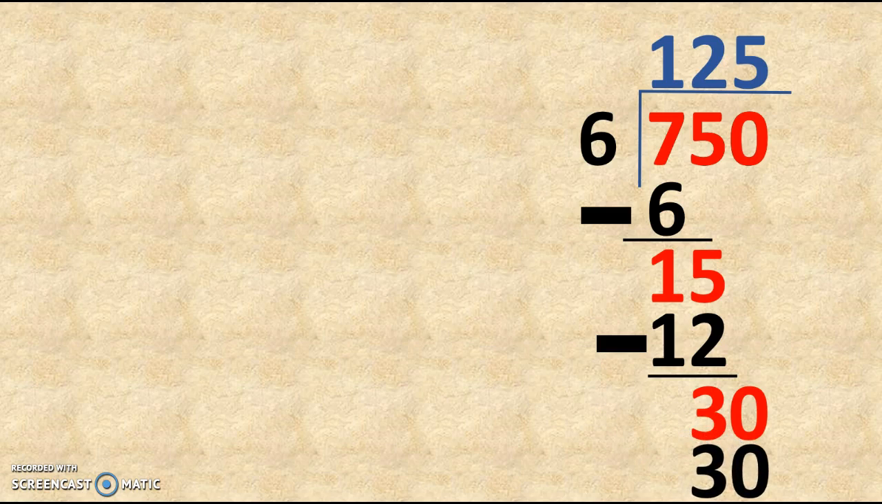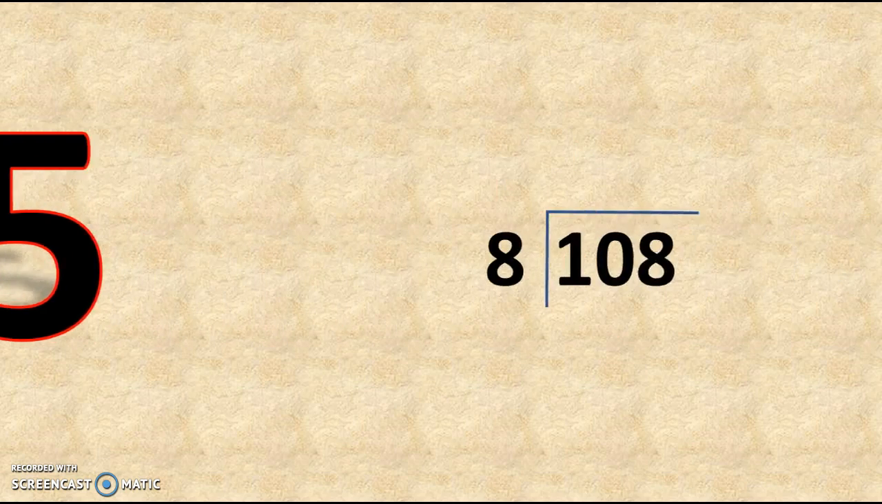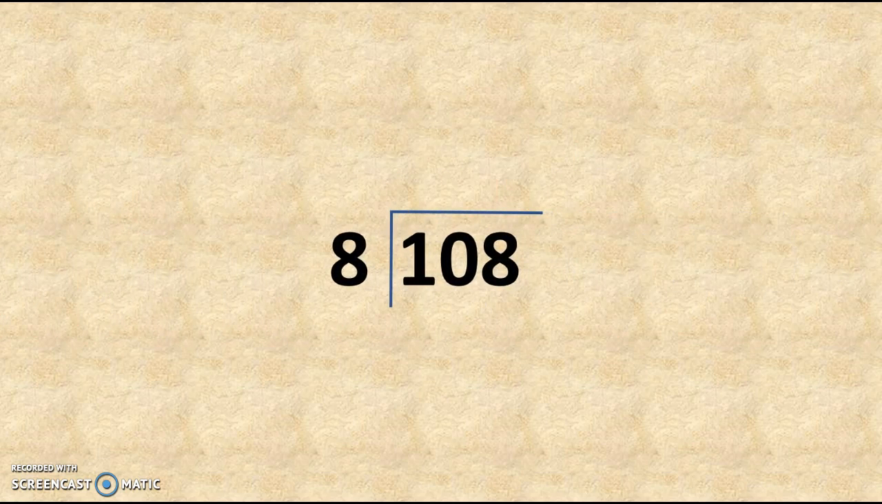And because that's our last digit and it's an even number, when you subtract 30 from 30, you're at 0. That means our final answer is going to be 125. So let's go ahead and look at another problem. This one's going to present a couple more issues. So let's go ahead and we'll get started.